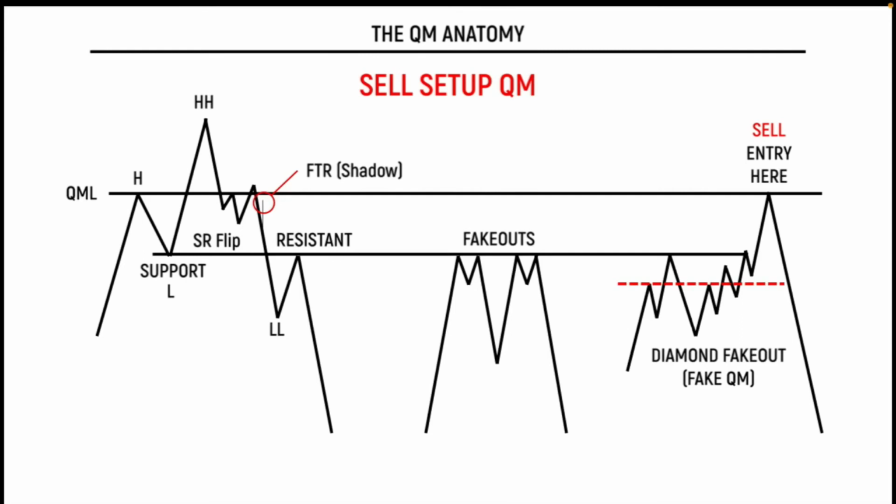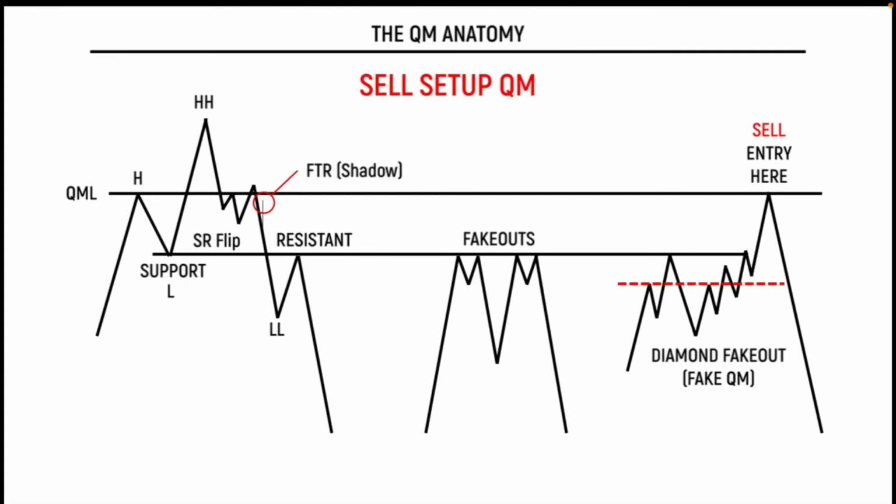Once you see a structure break, look out for your version 1. We have version 1, version 2, and version 3. What makes up version 1? The version 1 here is the SR flip. Once we are making higher highs, then we break structure, then we retest the previous low, which we call support becomes resistance, or resistance becomes support. That's the SR flip. Then the first resistance is the SR flip.